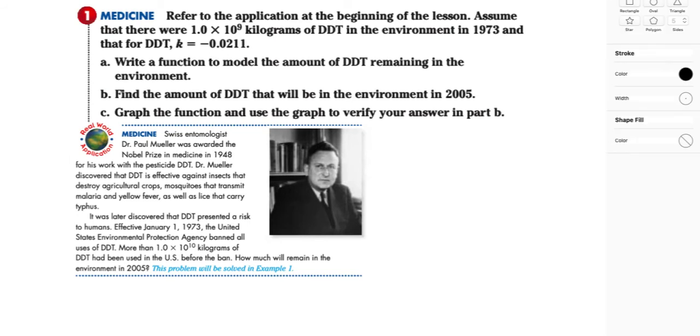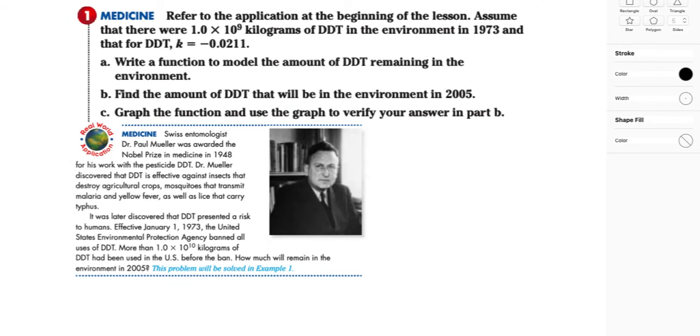In this situation, we are dealing with the idea that at one time we would use DDT, which is a pesticide that would help kill off mosquitoes that transmit diseases, and lice and all these things. It was pretty good and pretty effective, except it started posing health risks. So by January 1st, 1973, the United States Environmental Protection Agency banned all uses of DDT, and 1 times 10 to the 10th kilograms had been used in the United States before the ban. How much of that will remain in 2005?